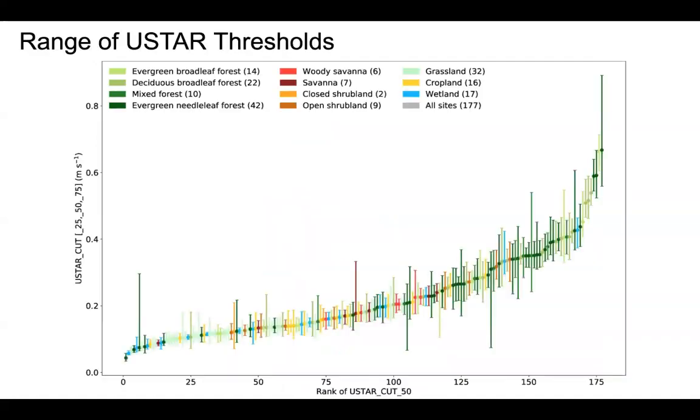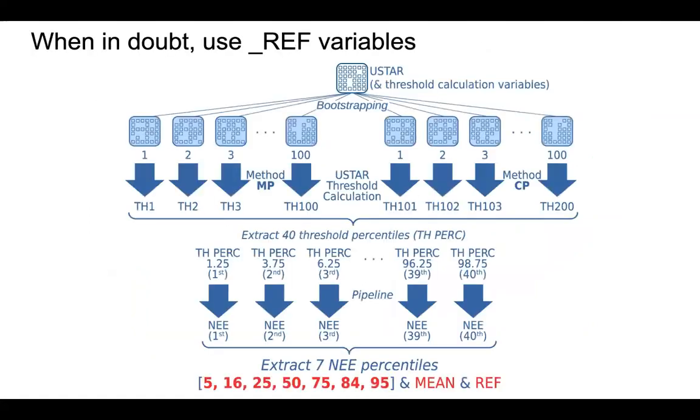And just a different view of those thresholds. The x-axis here is just a ranking, but the y-axis is showing the median U-star threshold, and the 25th and 75th percentiles are the error bars here for the thresholds that we are estimating. Each point is a different site. So this just gives you an idea of how different the conditions are for all of these different sites, and how it is really important to have this uncertainty taken into account when you're doing the analysis.